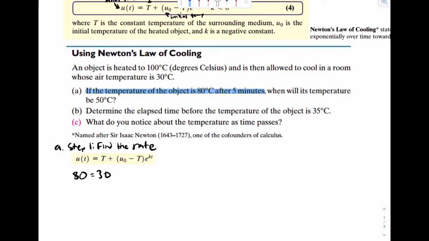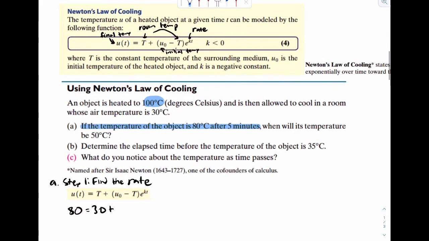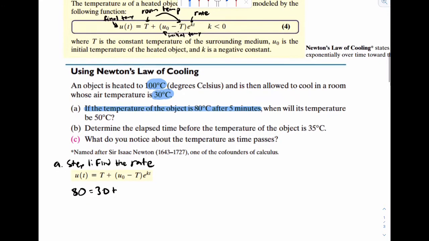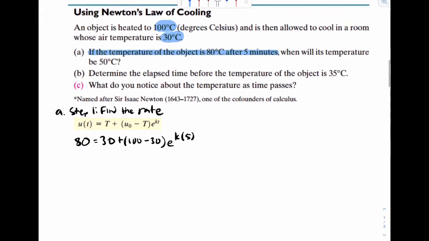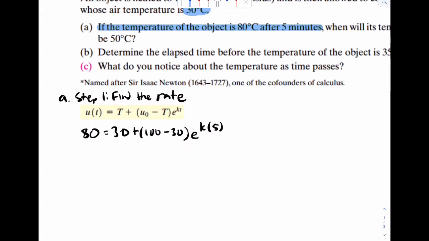So right, 30 plus U sub 0, that's initial. So that's your initial right here. And again, the room temp is 30 because of this problem right here. 100 minus 30. And then E, we don't know K, but T is 5 minutes according to the problem. Now we're going to solve for K. So we're going to subtract 30. So 50 should equal 70 e to the 5k.